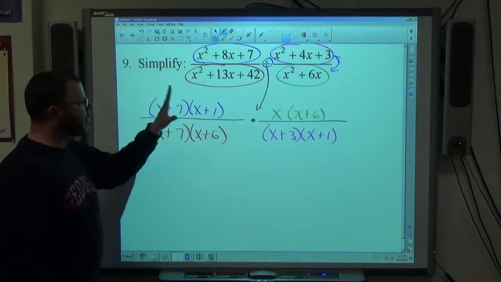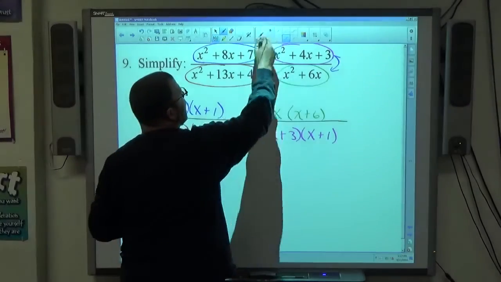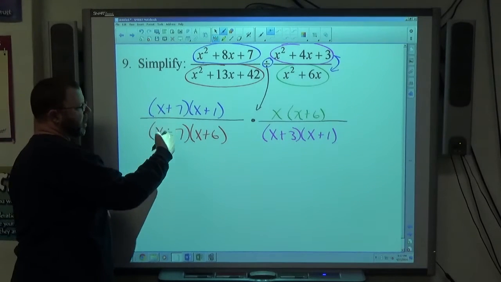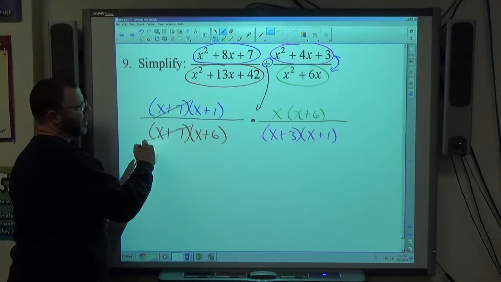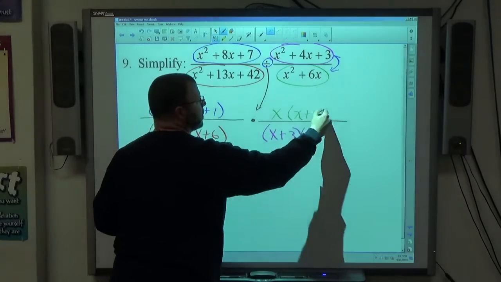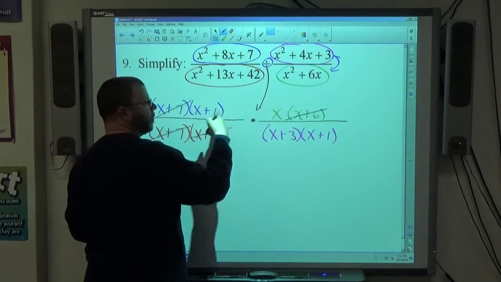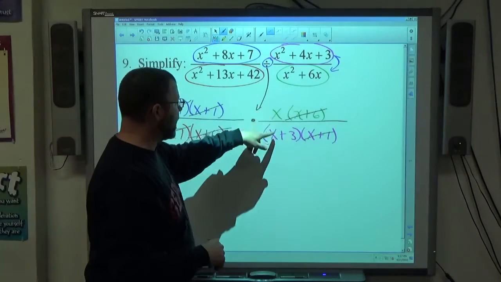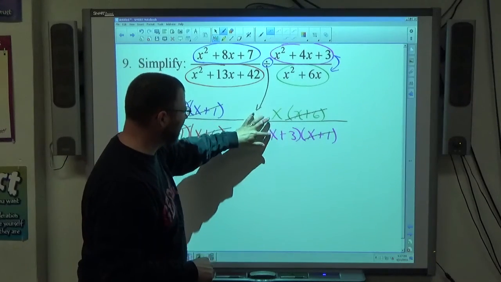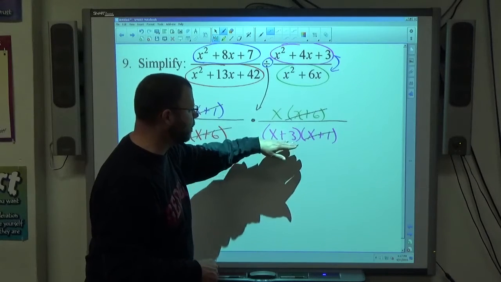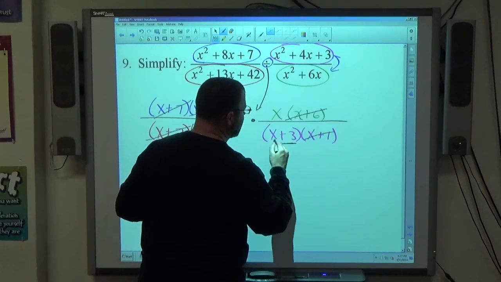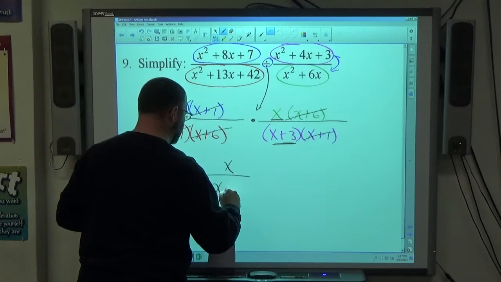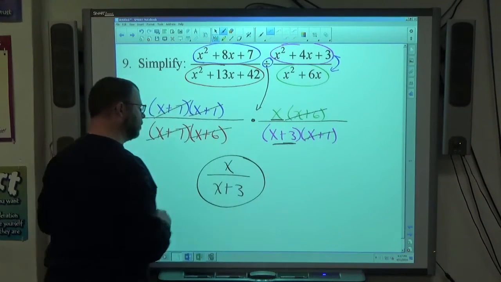And now I look at everything that I've got factored, and I'm looking for common factors. If the same thing on top and bottom happens, they cancel. So x plus 7 on top, x plus 7 on bottom, cancel. X plus 6 on bottom, x plus 6 on top, cancel. X plus 1 on top, x plus 1 on bottom, cancel. What's left is x and x plus 3, which don't match. This x matches that x, but this x is attached to a plus 3. So this whole factor doesn't match this whole factor, so I can't reduce anymore. X over x plus 3 is the best final result possible.